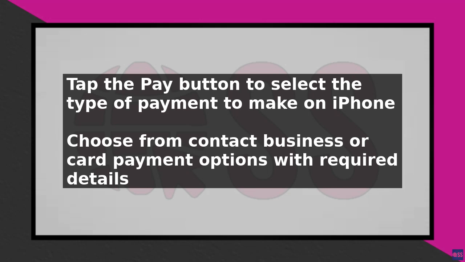You'll be asked to select the type of payment you want to make, such as a contact, a business, or a card payment. For example, if you want to send money to a friend, select Contact and choose the friend's name from your contact list. If you want to pay a business, select Business and enter the business's details, such as their name and account number. You can also use the QR code scanner to scan a payment QR code.